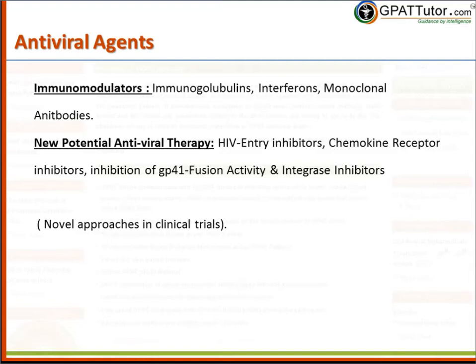The next class of drugs is known as immunomodulators. They are called immunoglobulins. Mostly IgG immunoglobulins and IgM immunoglobulins are introduced into the infected body. Interferons and monoclonal antibodies are also known as antiviral immunomodulators. Some potential new antiviral therapeutic agents include chemokine receptor inhibitors, integrase inhibitors, and HIV entry inhibitors.